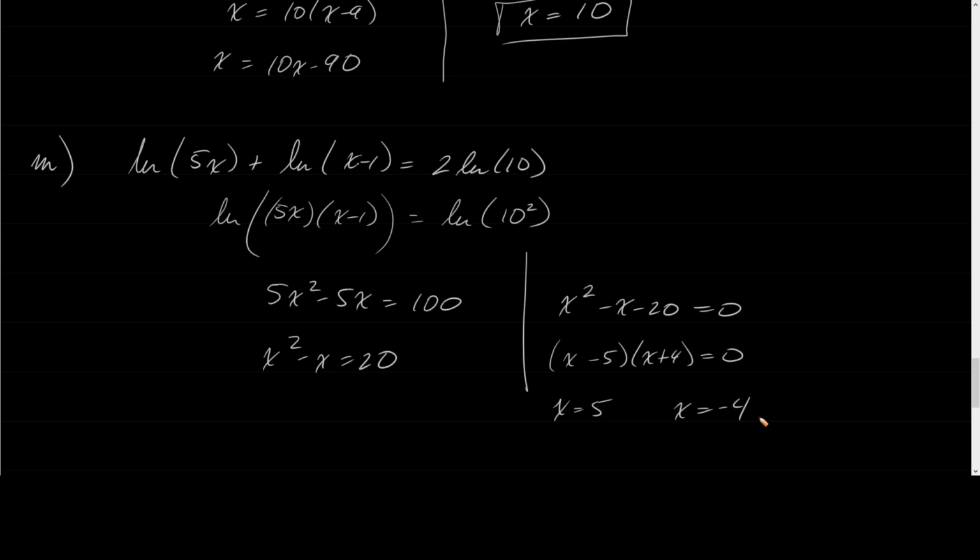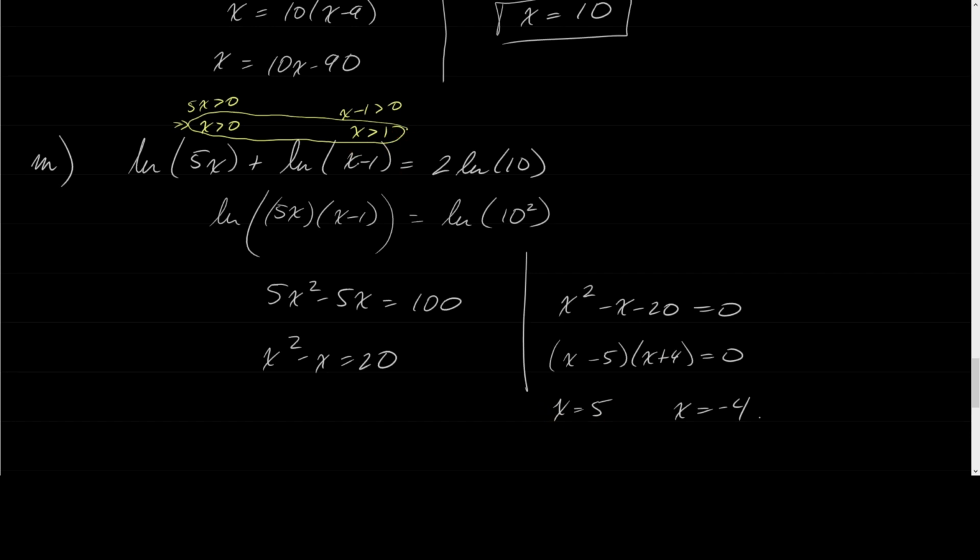Now, here we have a situation that we had not encountered before. We really need to consider what the domain of this problem is. Because from the very beginning, 5x must be greater than 0, which tells us that x must be greater than 0. Here, x minus 1 must be greater than 0, so x must be greater than 1. So what we need to do is look at our answers and see which of these are both greater than 0 and greater than 1.